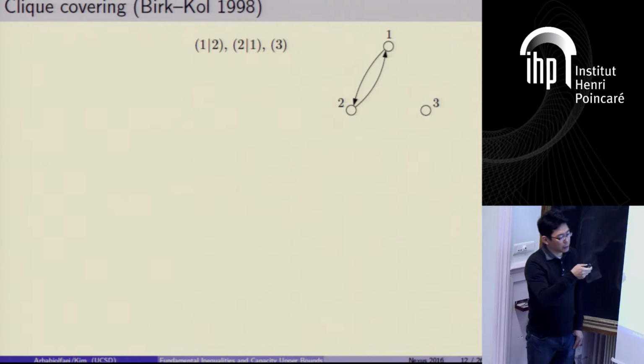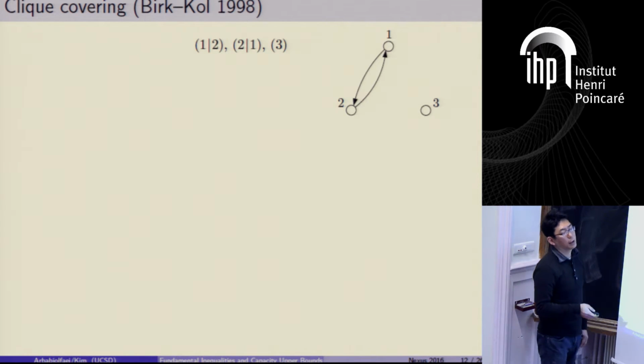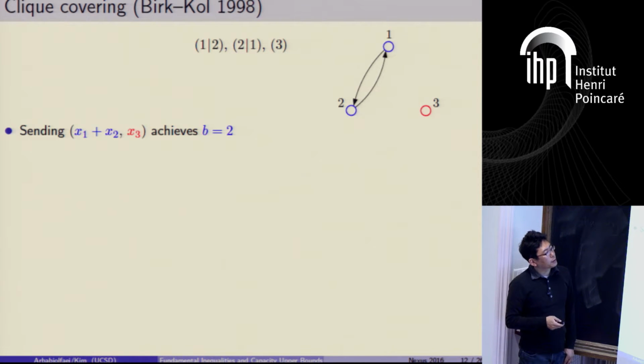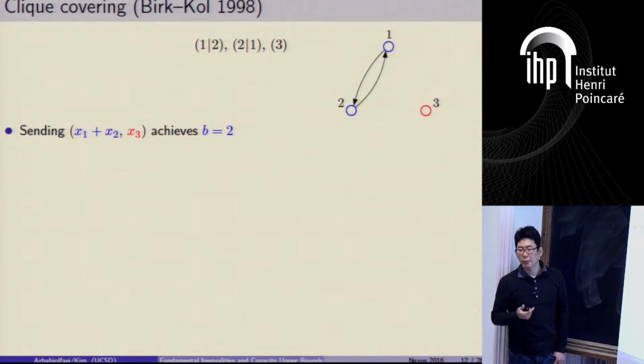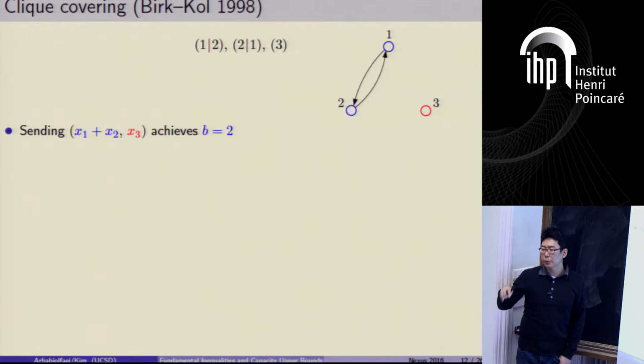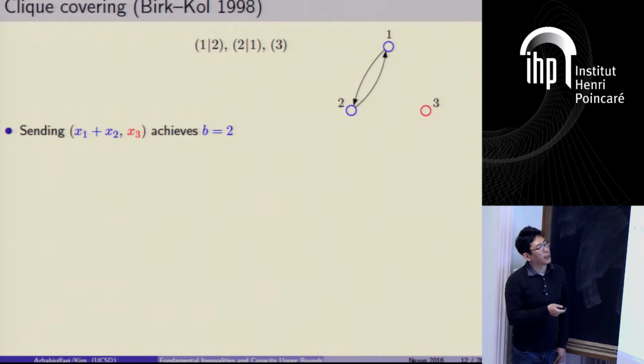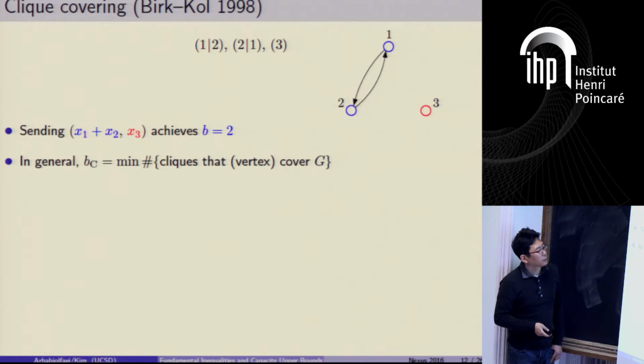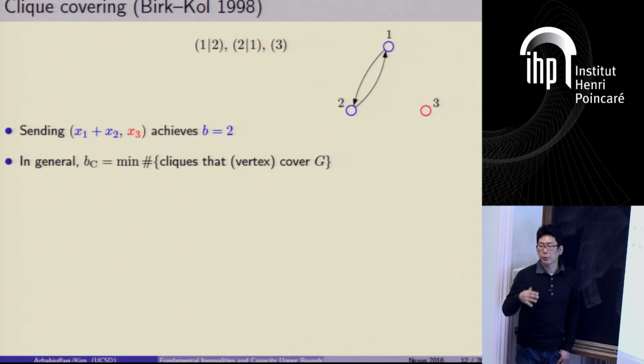So first, let's look at this graph. 1 and 2 know each other, and 3 doesn't know anything. For this problem, we can decompose the graph into two pieces, 1, 2, and 3. You notice that 1 and 2 form a clique, and 3 is a clique on its own. Whenever you have a clique, since you know everybody else in your clique, if you send the sum of all the data, then you can always recover what you need. So per clique we send the sum, and the broadcast rate we can achieve is the number of cliques that cover the entire graph. In general, we can minimize the number of cliques that cover the graph, and this is called the clique covering number.